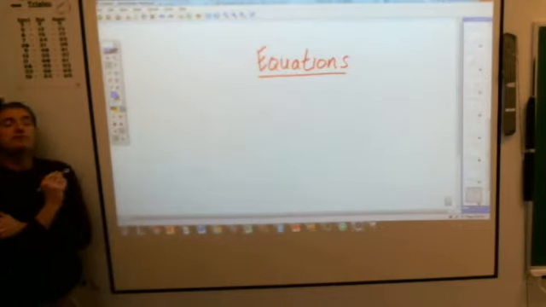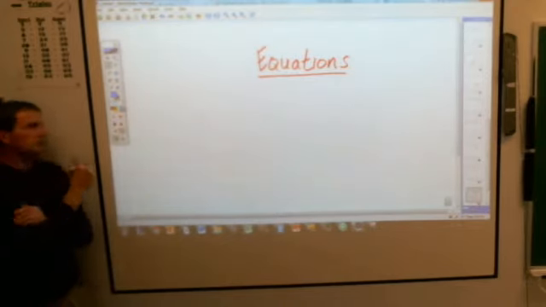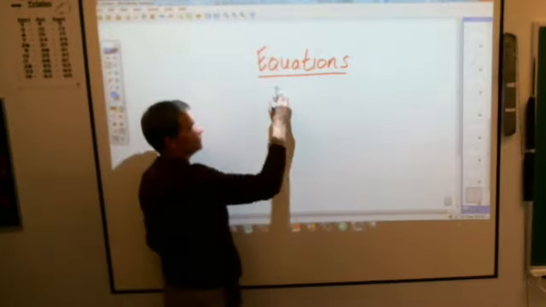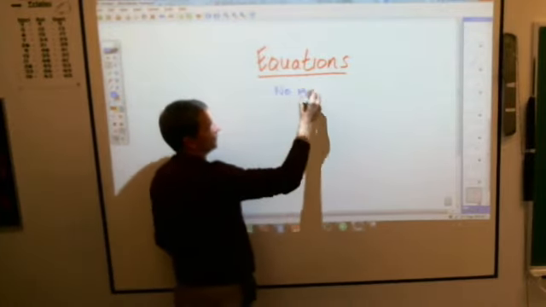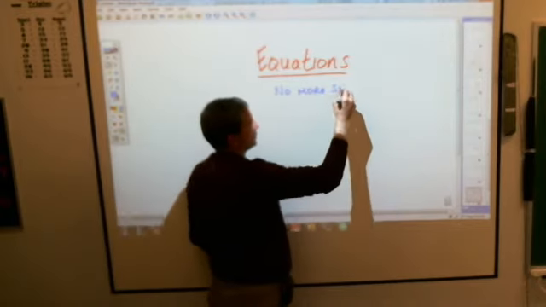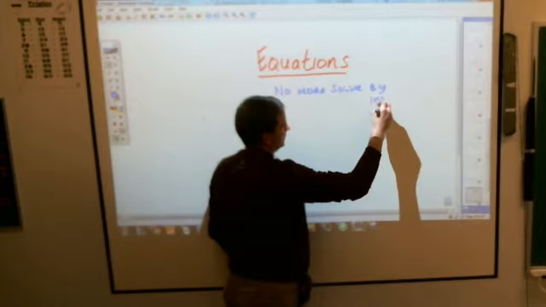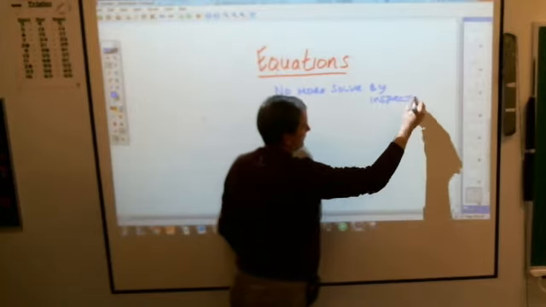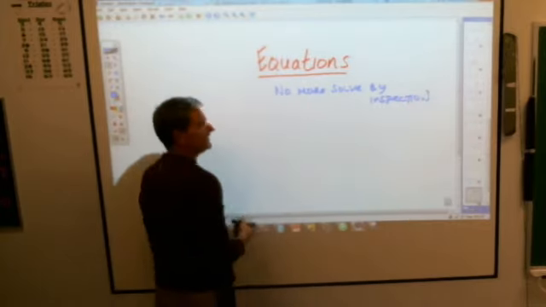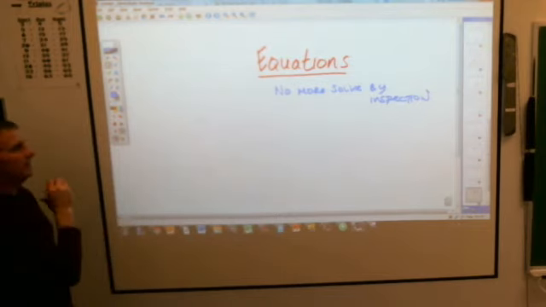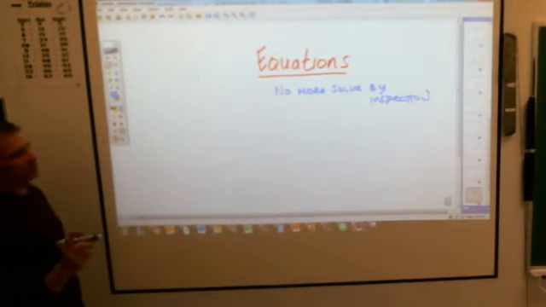Okay. No longer, ladies and gentlemen, are you going to solve equations by inspection. No more solve by inspection. The reason they did that was to kind of give you a gist about why we're going to do what we do today. So I am going to write down the 4 types of equations that we're going to talk about.